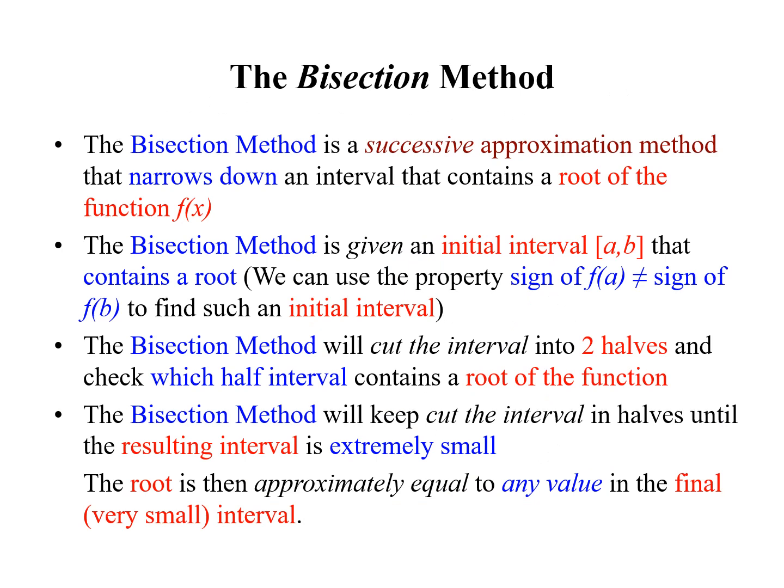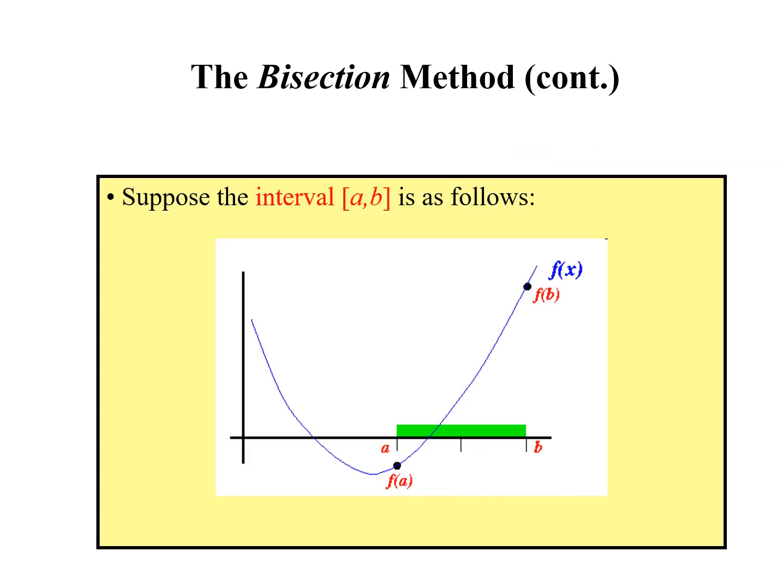The bisection method is a successive approximation method that narrows down an interval that contains a root of the function. In order to narrow down such intervals, we use the property called the intermediate value theorem. The bisection method will cut the interval into two halves and check which half interval contains a root of the function. At last, the root is approximately equal to any value which lies in the given interval.